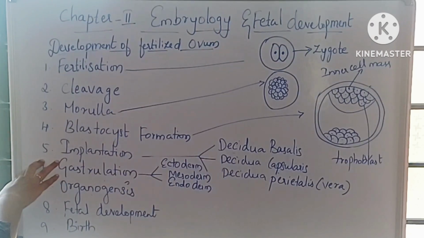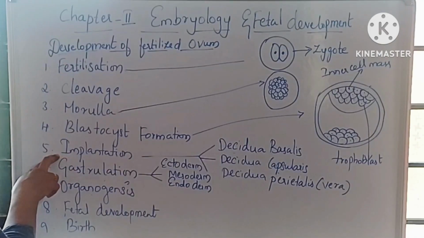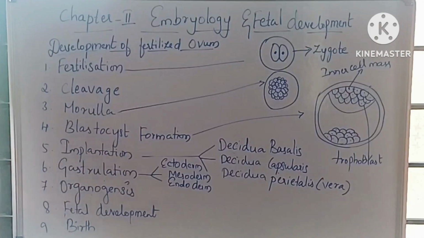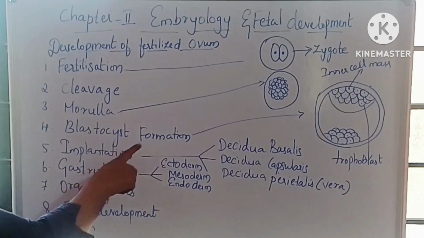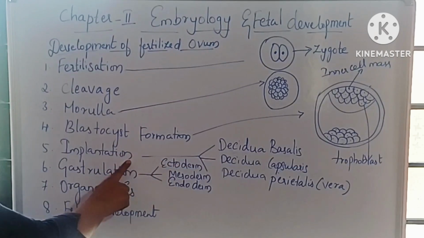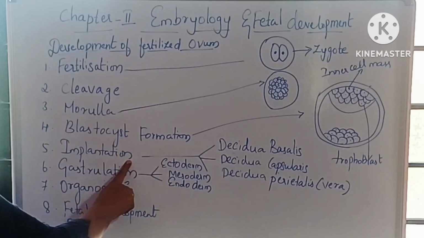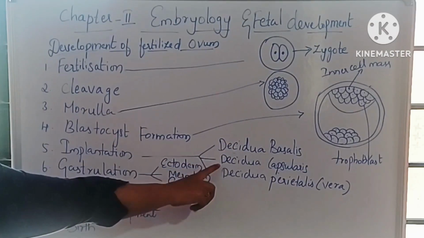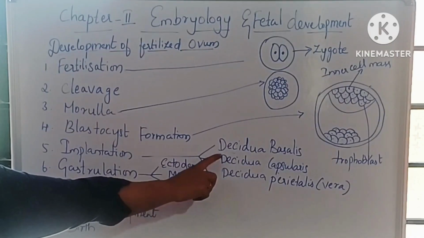The site of implantation is the endometrium of the uterus. Endometrium is the inner layer of the uterus, the lining of the uterus. This process occurs 6 to 7 days after fertilization and is completed by 10 to 12 days. The blastocyst floats in the uterus for 2 to 3 days. The blastocyst becomes sticky and attaches to the endometrium, which is known as decidua.